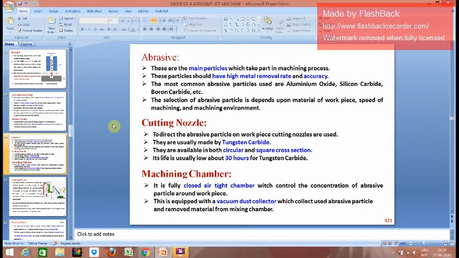Machining chamber. It is a fully closed, tight chamber which controls the concentration of the abrasive particles around the workpiece. This is equipped with a vacuum dust collector which collects the used abrasive particles and removed material from the chamber.